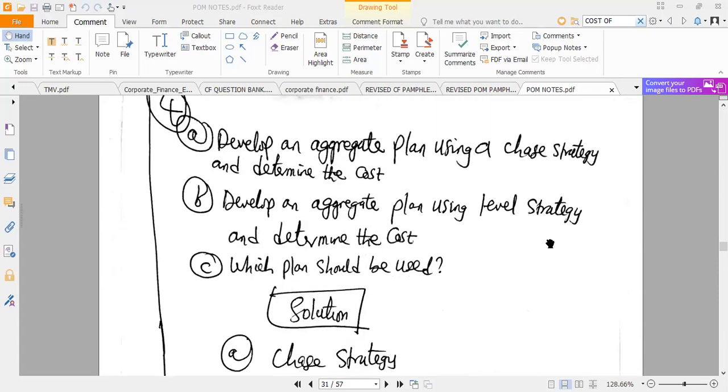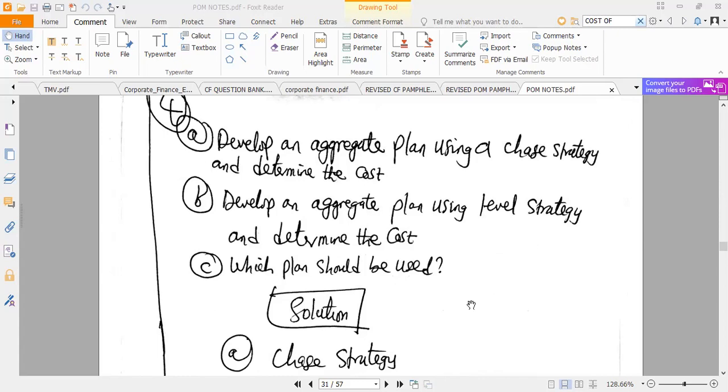Develop an aggregate plan using a chase strategy and determine the cost. Part B of the question says develop an aggregate plan using level strategy and determine the cost. Which plan should be used?